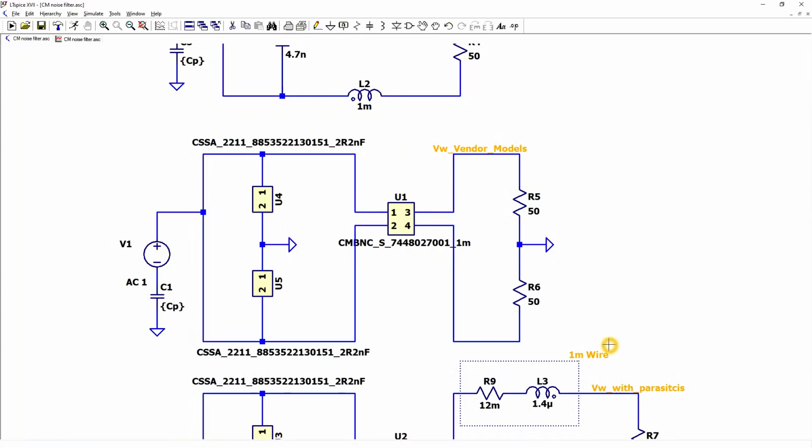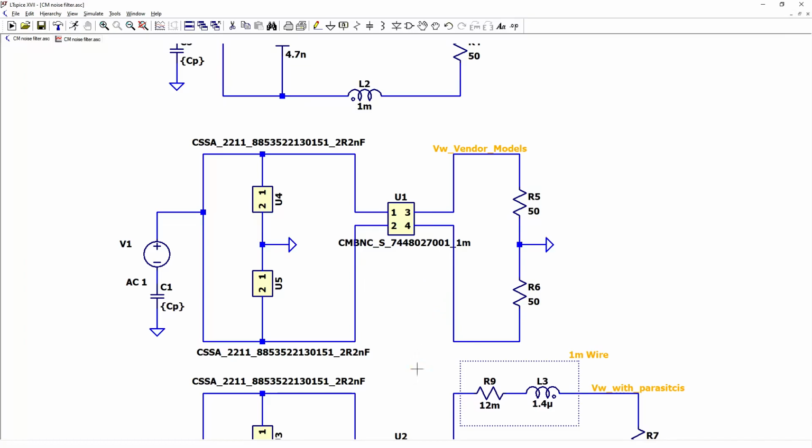And this is a more realistic approach. With the vendor models, you need to download or create models by yourself. These are Rohde & Schwarz models of 2.2 nanofarad capacitors and a 1 millihenry common mode choke for mains input, and this shows us more realistic results, but we are lacking something here. We don't have the parasitics between our components.